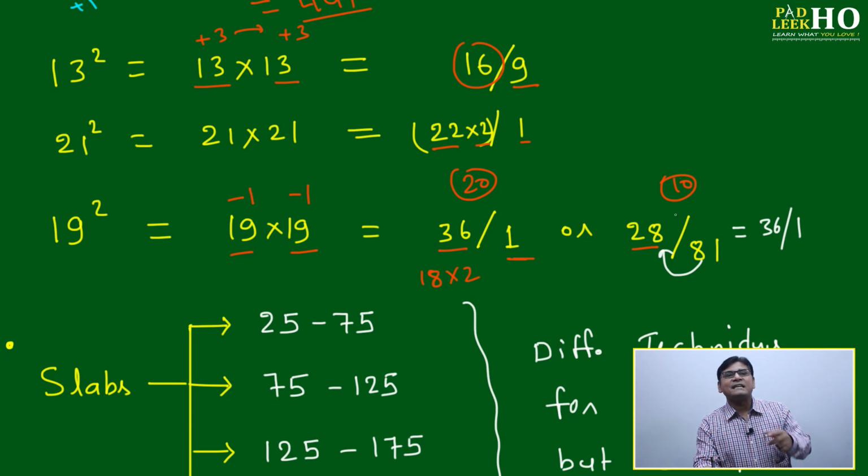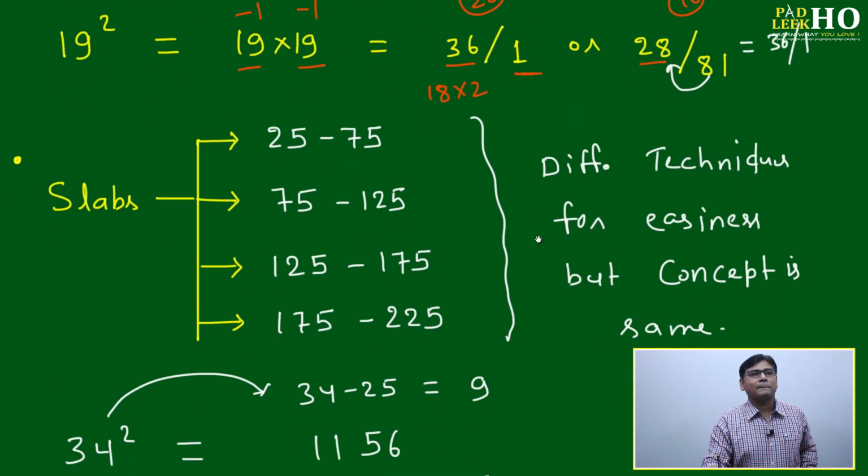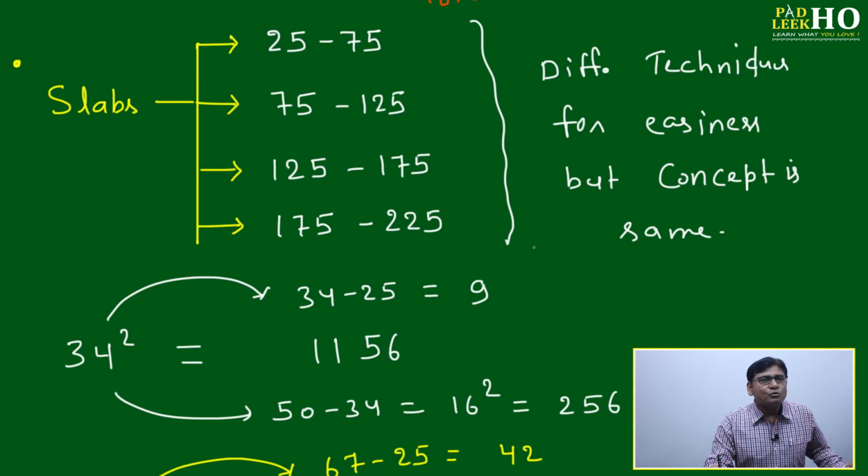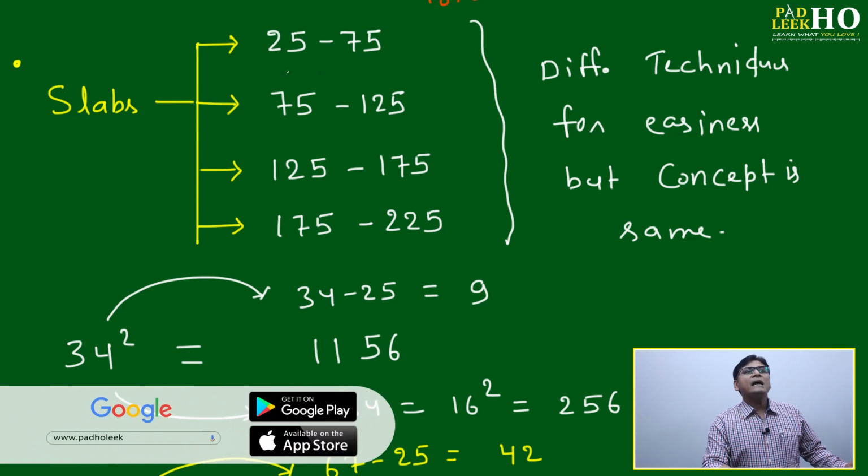Or if you take base 10, the matter will be the same. 19 plus 9 becomes 27, and plus 8 you have to add. The number will always be the same: 361. 19 square will be 361. Now, if you remember from 1 to 25, then you will be able to apply any of the slabs.